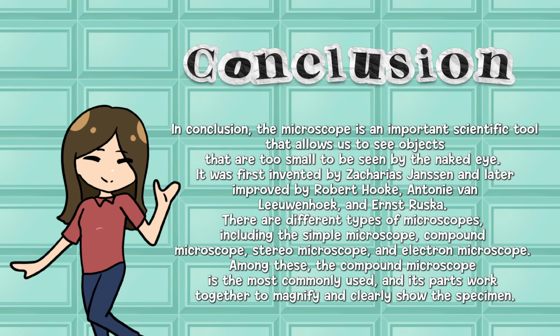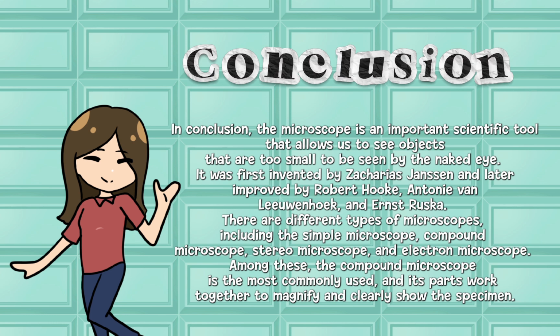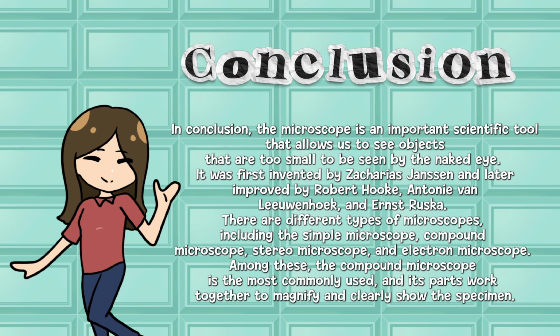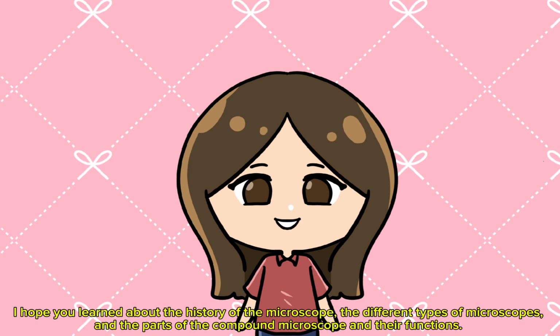Among these, the compound microscope is the most commonly used, and its parts work together to magnify and clearly show the specimen. And that concludes my micro lecture. I hope you learned about the history of the microscope, the different types of microscopes, and the parts of the compound microscope and their functions.